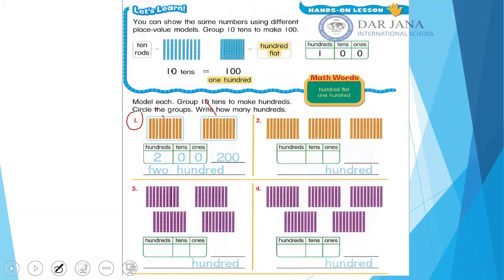So, let's count. I have 200 flats, 1 and 2. I will put 2. Do you have any tens left outside the groups? No, I cannot see. So, you will put 0 tens. Do you have any ones? No ones. So, I'll put a 0. So, you will get 200. How do I write 200? I write 200 like this.